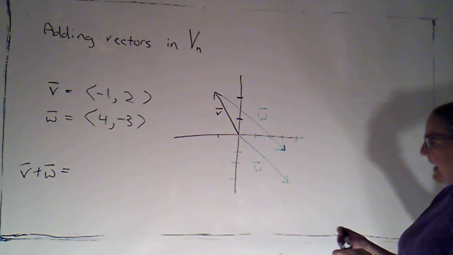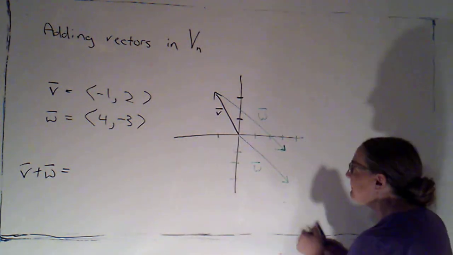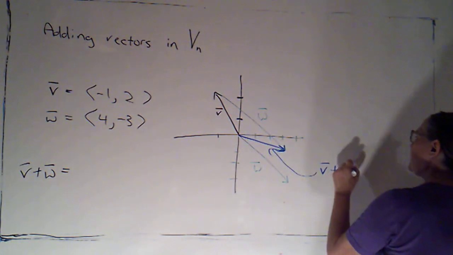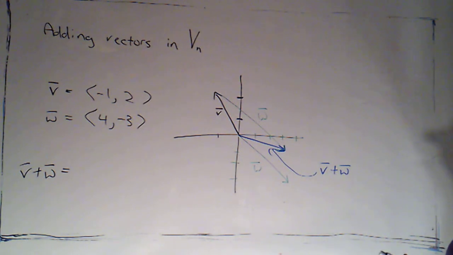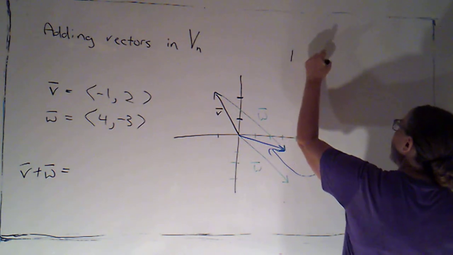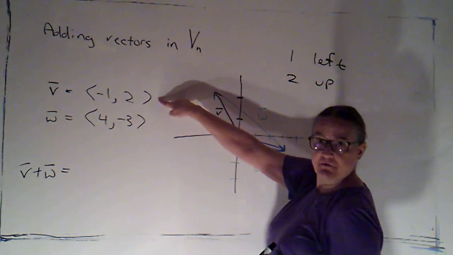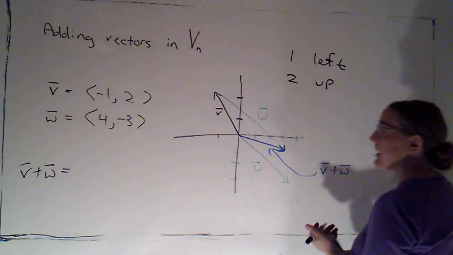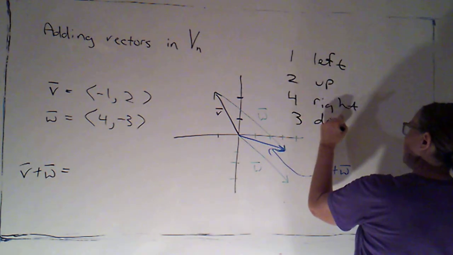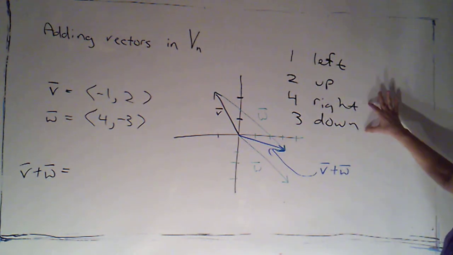So we've got that. Now notice that means that this vector here, that's my V plus W. And how did I get there? Well, I followed the directions for V, which told me to go 1 to the left and 2 up. Right? That's what V told me to do. And then I followed the directions for W, which told me to go 4 to the right and 3 down. And I basically followed them in this direction. I did this pair first and then this pair.